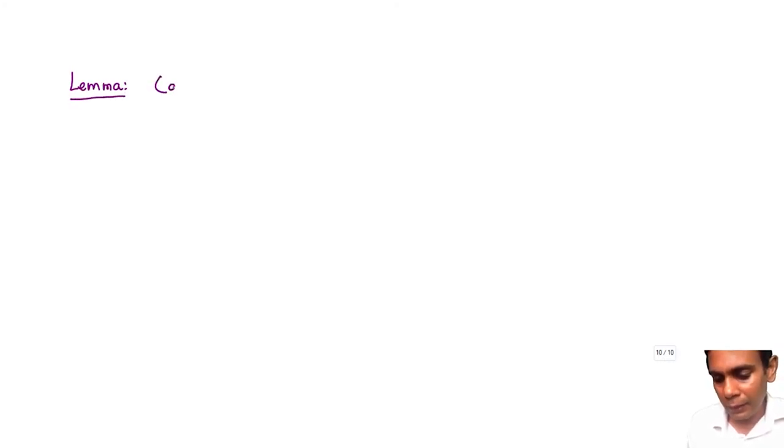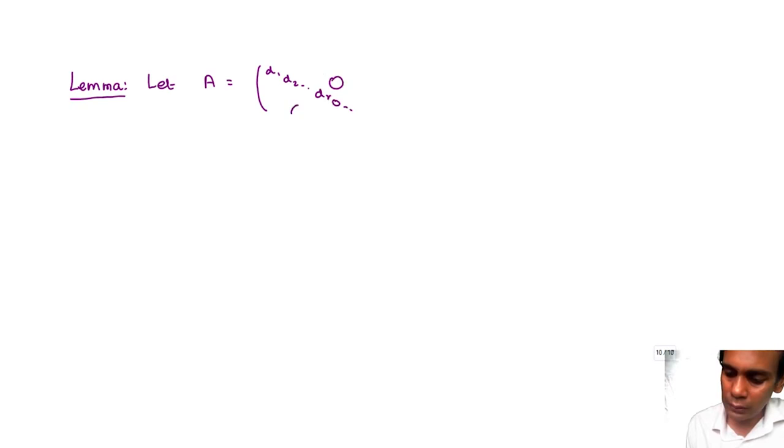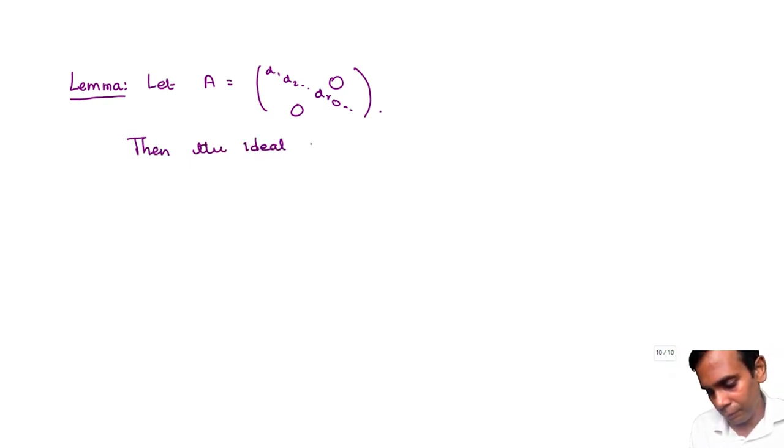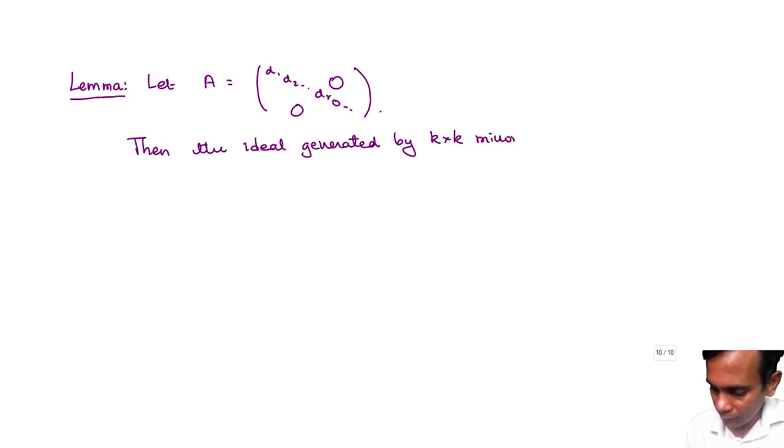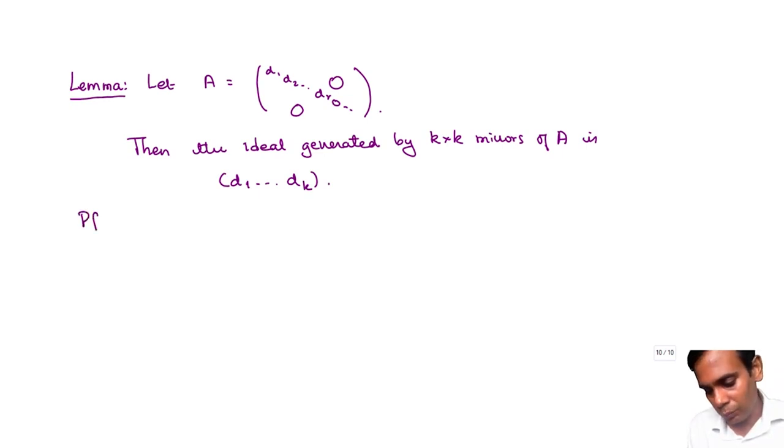Let A be a matrix of the form D1, D2, ..., DR, 0, 0, 0. So it's in a Smith canonical form. Then the ideal generated by the K by K minors of A is the ideal generated by the product D1, D2, ..., DK. And this is not at all difficult to prove.